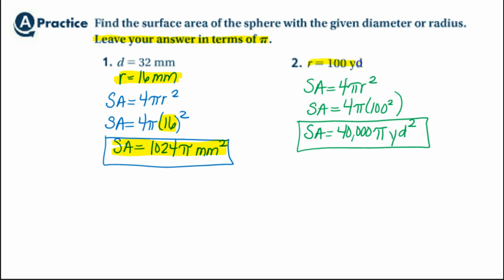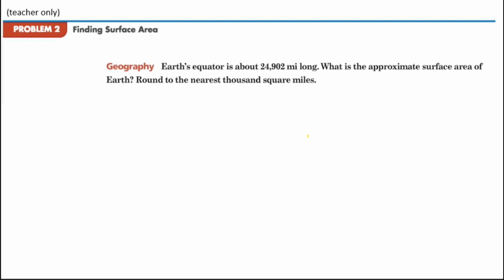On number 2, they gave me the radius. I didn't have to do any fixing there. Substitute my 100 in there. Square it, times 4 is 40,000 pi square yards. So that's just the basic formula of surface area. The next part, they're going to have us apply this to real world problems, but they're not going to just come out and give us the radius.